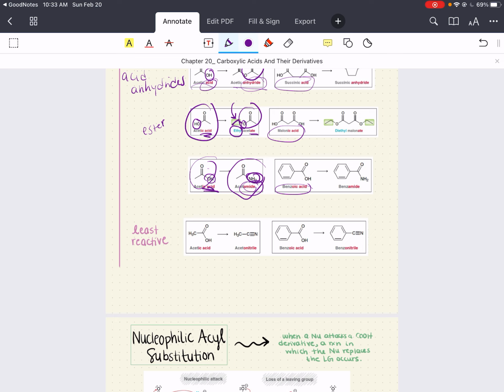Now, when the amide group is connected to a ring, the suffix is also replaced with amide. So here we have benzoic acid, right? This is a ring structure with a carboxylic acid attached to it. We're going to change this OH group to an amide group.